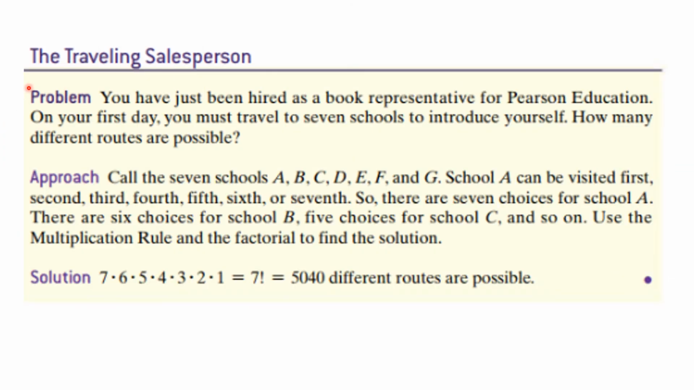So let's talk about another example. This is called the traveling salesman problem. Suppose you've just been hired as a book representative for Pearson Education. On your first day, you must travel to 7 schools to introduce yourself. How many different routes are possible?